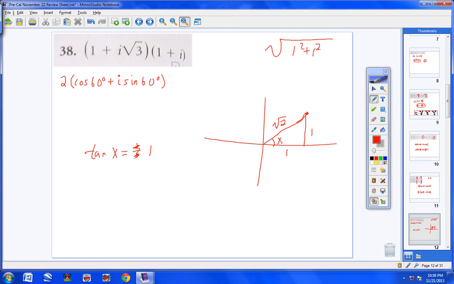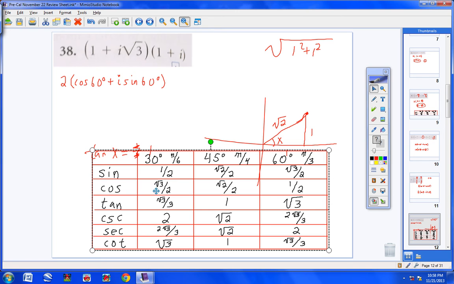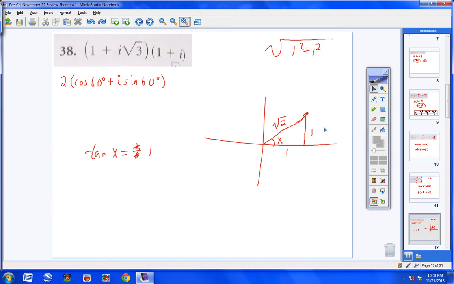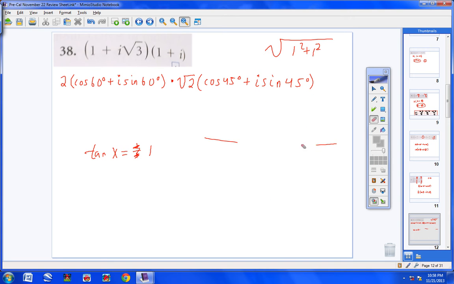Let's take a look at our table very quickly. It looks like the tangent of 45 is 1. The tangent of 45 is 1, so I know the degree inside the triangle is 45 degrees. I'm going to rotate up to here. So my trig form is, put a dot here, the hypotenuse is the square root of 2, and then I would have cosine of 45 degrees plus I sine of 45 degrees. And now I'm ready to go ahead and multiply these two numbers together, these two complex numbers.